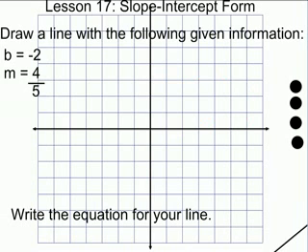Next one, I have a y-intercept of -2 and a slope of 4/5. So I put my first dot on the y-axis at -2. And then a slope of 4/5 means I rise 4, run 5. So from my y-intercept, I rise 4, 1, 2, 3, 4, run 5, 1, 2, 3, 4, 5. That's where that dot goes.